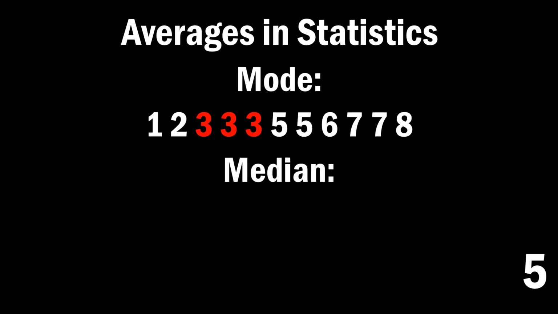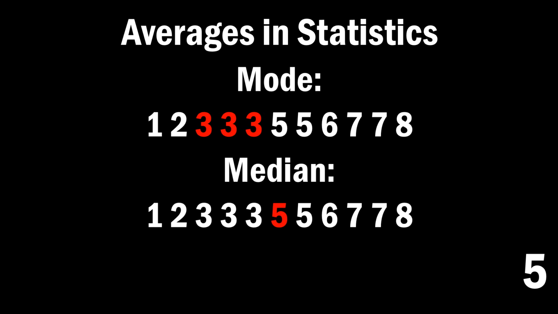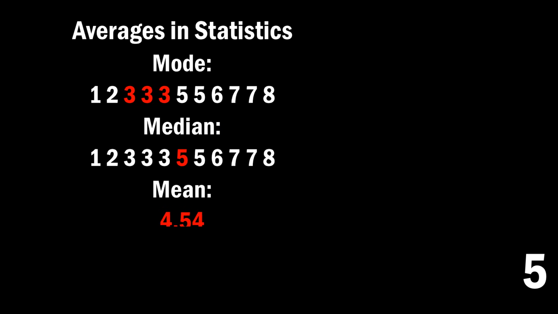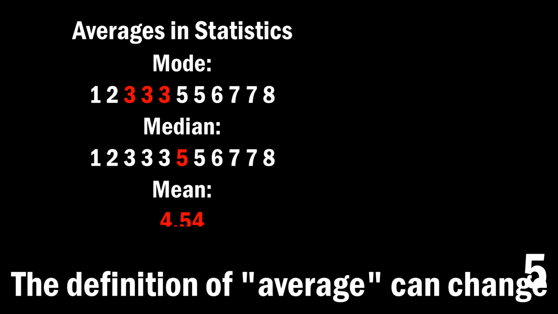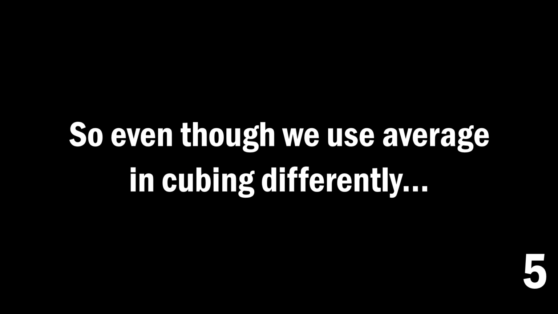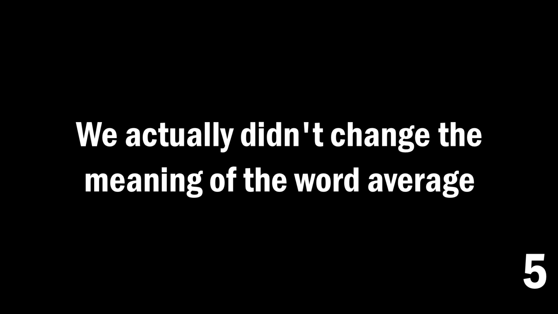And then there's also the median, which is the number that shows up in the middle if you organize them from smallest to biggest. And then there's also mean, which I talked about. So the definition of the word average can actually change just depending on what you want it to be used for. So even though we use average in cubing differently from the way that we normally use it for other purposes, we actually didn't change the meaning of the word average.